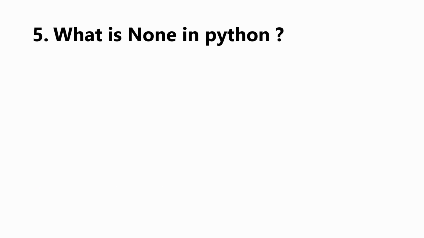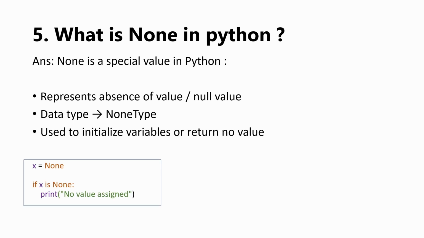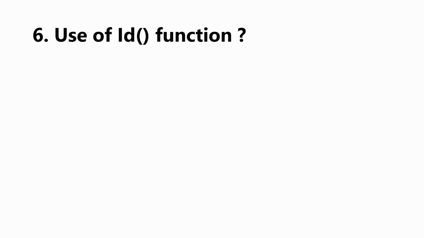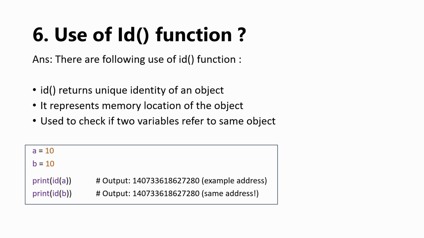Alright, our next question is what is None in Python? And the answer for this question, None in Python is used to represent the absence of a value. It is not the same as 0, False or an empty string. It simply means nothing. For example, you can assign None to a variable when it has no value yet and later check it using is None.